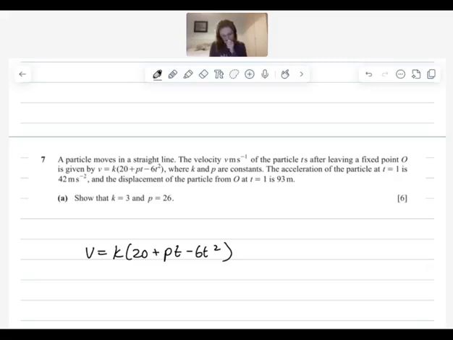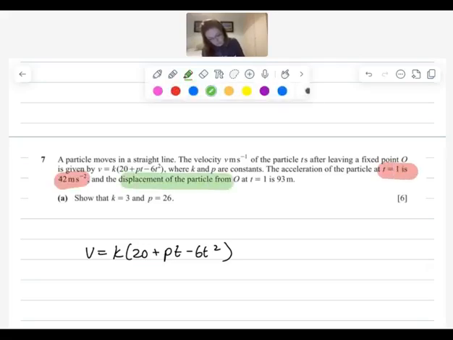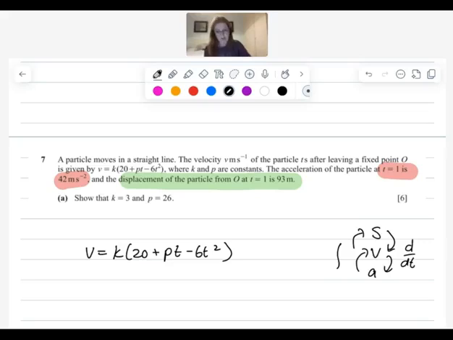k and p are constants. The acceleration at t equal to 1 is that. The displacement, okay, so they've given us a point in time for acceleration, and then they've given us a point in time for displacement. Show that k is that and that and that. Okay, simultaneous equations. Alright, the first thing we have to do to get to acceleration, so here we've got our SVA. So when we go down, we differentiate, and when we go up, we integrate.